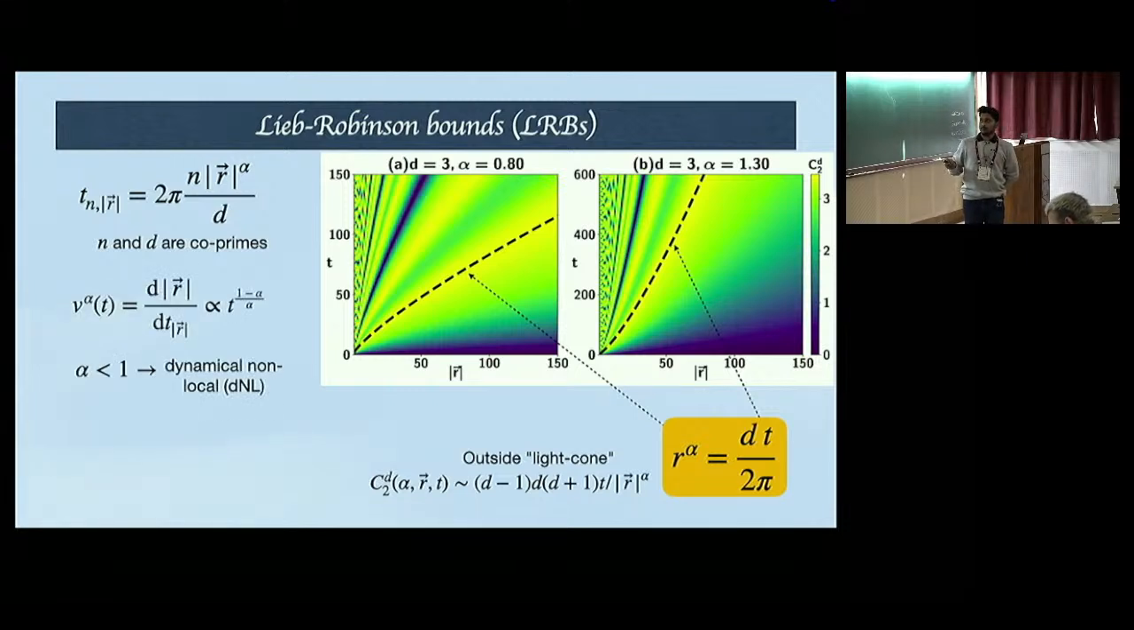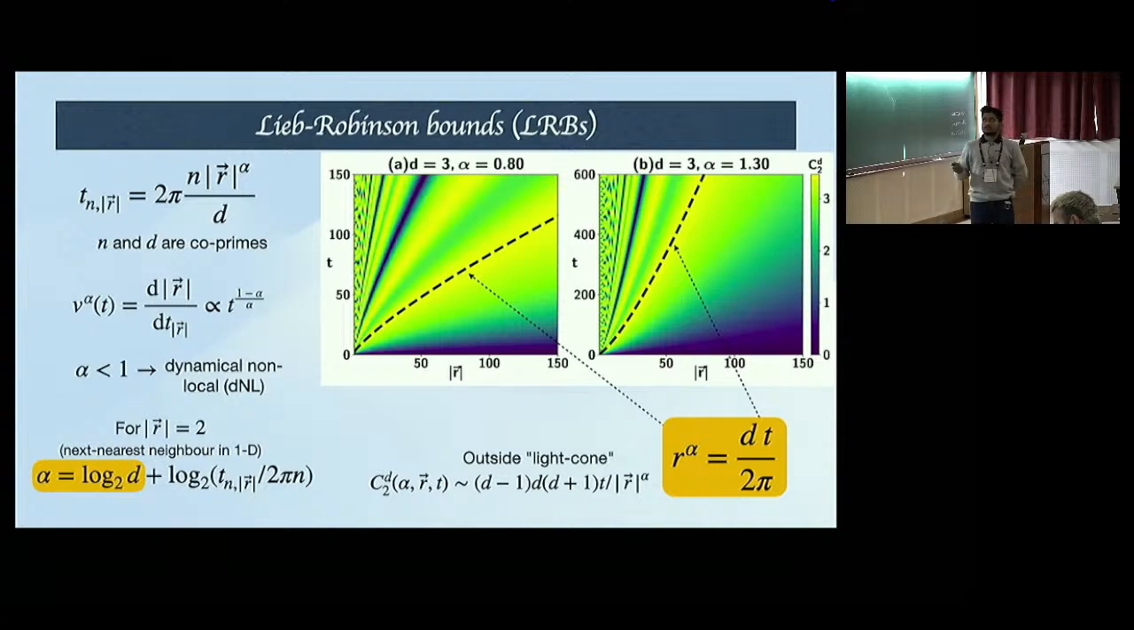So if we compute the velocity of this packet of the bound, we get the velocity which scales as some exponent of t, and this shows that no matter the spatial dimension, for alpha less than 1 the velocity will increase with time, accelerating, and for alpha greater than 1, it will decrease with time, decelerating. So this gives a dynamical non-local region, which means that for high time at far sites, there will be a transfer of information.